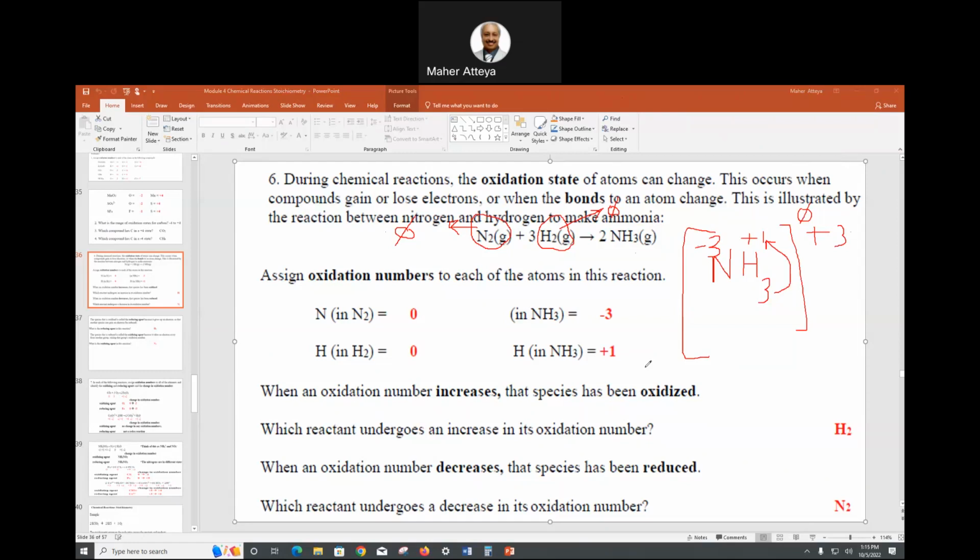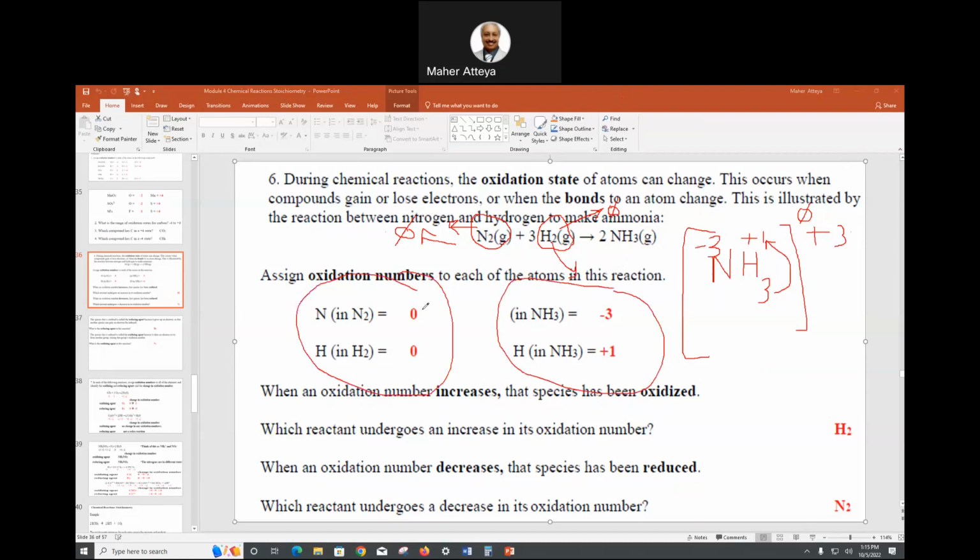So we answered the first question of what the oxidation number is of all those elements or molecules. Nitrogen by itself, the first one, is 0 here. Hydrogen on the reactant side is 0. In the ammonia on the product side, nitrogen is -3 and hydrogen is +3. Correct? See here, this is the product side and this is the reactant side.